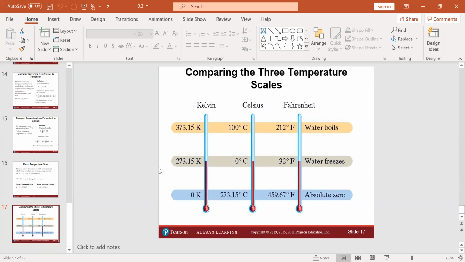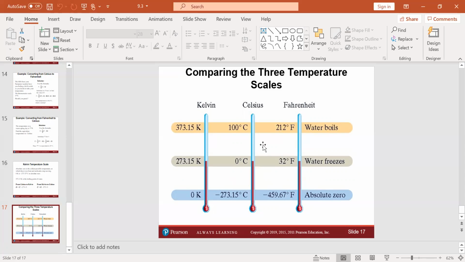So if you want a very quick reminder, Kelvin is always 273.15 degrees more than Celsius. So absolute zero on the Kelvin scale is zero. That's kind of why the Kelvin scale exists. But then absolute zero is negative 273.15 degrees Celsius. Absolute zero on the Fahrenheit scale is negative 459.67 degrees Fahrenheit.